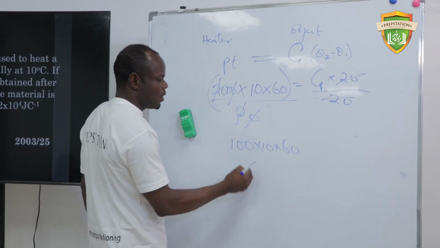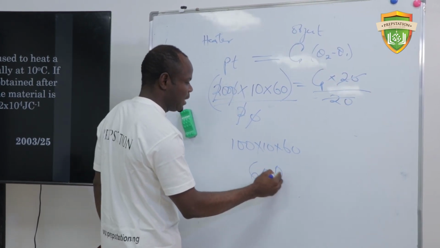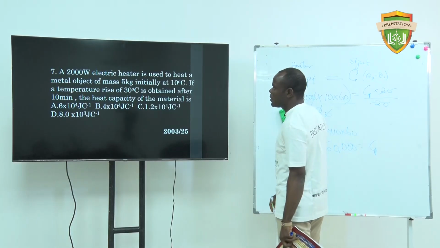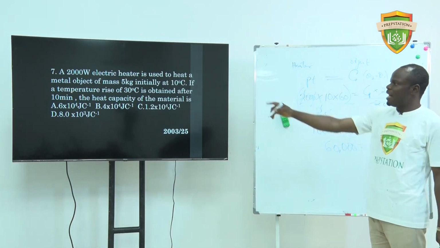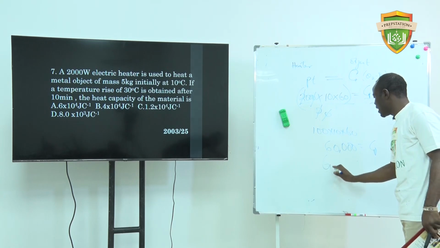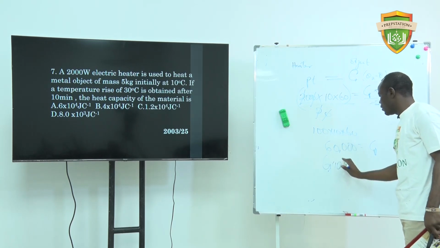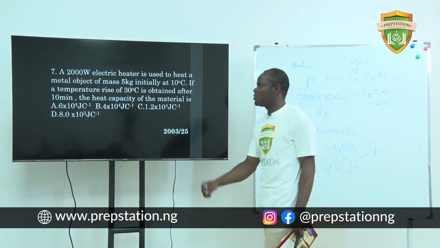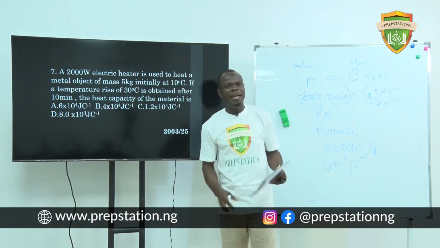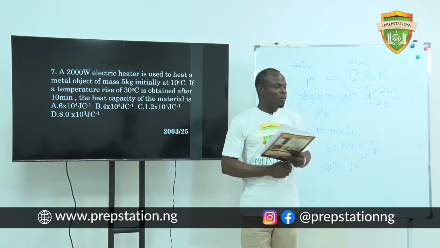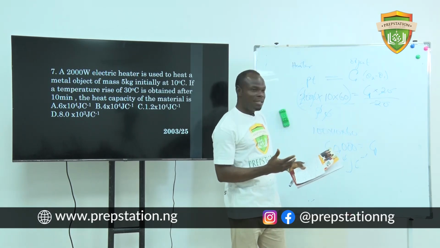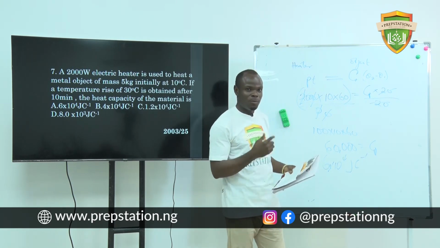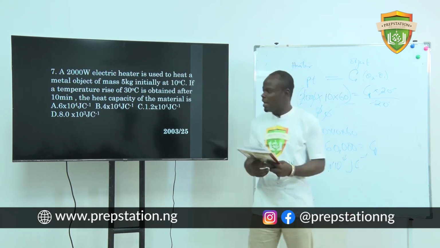In multiplying this, we're going to have 60,000. What do we have? Do we have such an answer there? Yes, in standard form, 60,000 is 6 times 10 raised to the power of 4 joules per Celsius. That's all. Option A is the correct answer. So, this is JAMB, and you know there's no time. All you do is to go straight to the question and substitute, and that's the end of it.